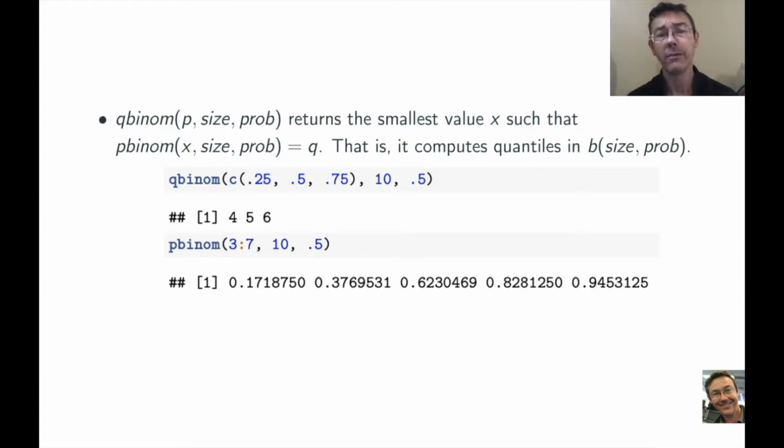We can kind of verify this by using the pbinom function. So let's get the cumulative probability of 3, 4, 5, 6, and 7 successes in that same binomial distribution. You can see the probabilities there. So, based on this, we can see that x equals 4 is the first value where the probability is over 25%. X equals 5 is the first value where that probability is over 50%. And x equals 6 is the first value where that probability is over 75%.